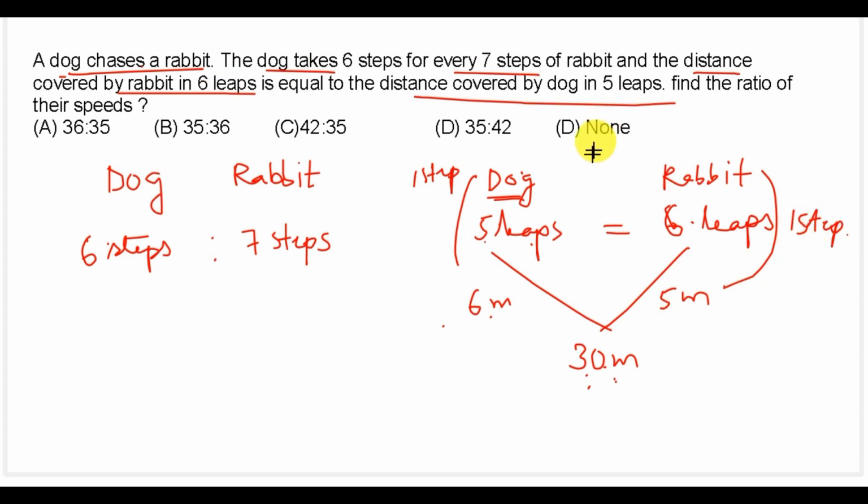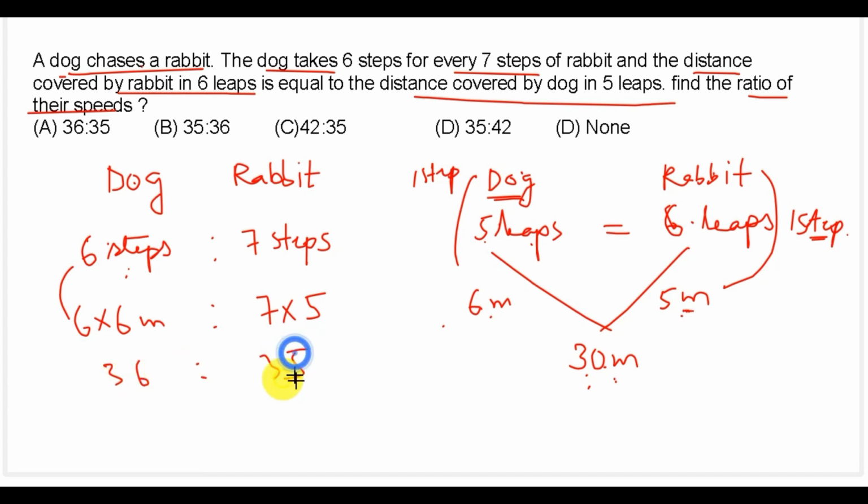Now we have to find the ratio of their speed. Okay, so dog takes how many? 6 steps. So in 6 steps how much distance will the dog travel? In 1 step he travels 6, so it will be 6 into 6 meter. Similarly for a rabbit, in 1 step the rabbit travels 5 meters, so it will be 7 into 5. So it will be 36 and 35. So that is the correct answer, 36 and 35.